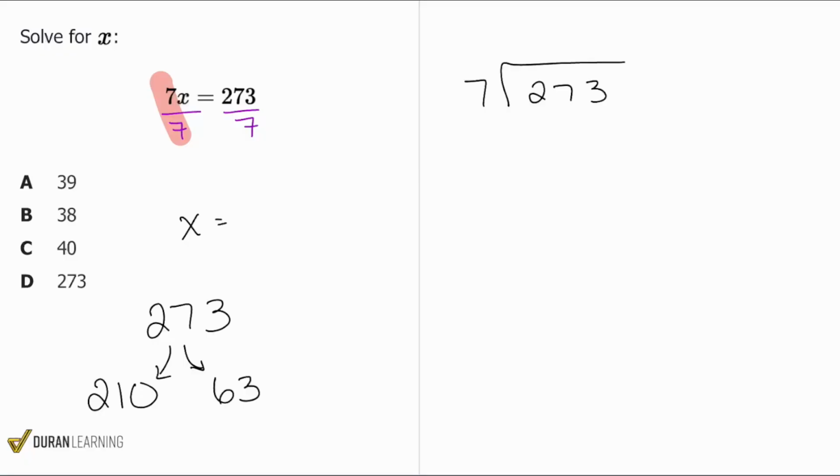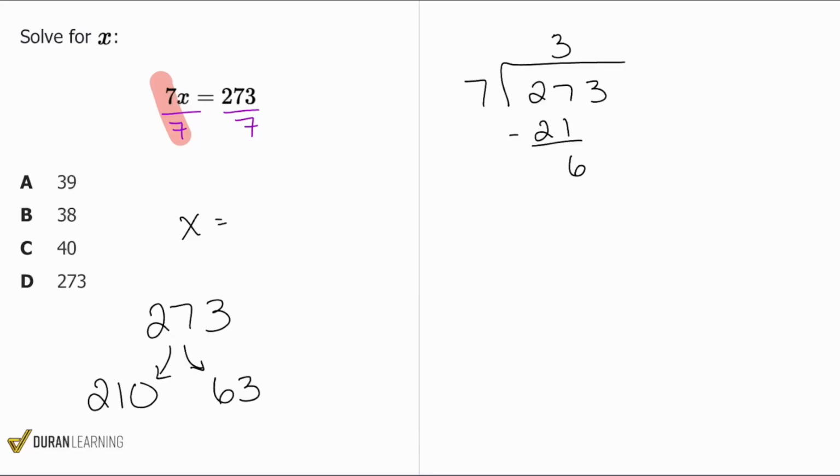Everybody help me out. How many times does 7 go into 27? That's going to be 3. Okay, so follow along. 7 goes into 27 3 times, because 3 times 7, that's 21. If we subtract the 21, like long division tells us to, 27 minus 21, that gives us 6.